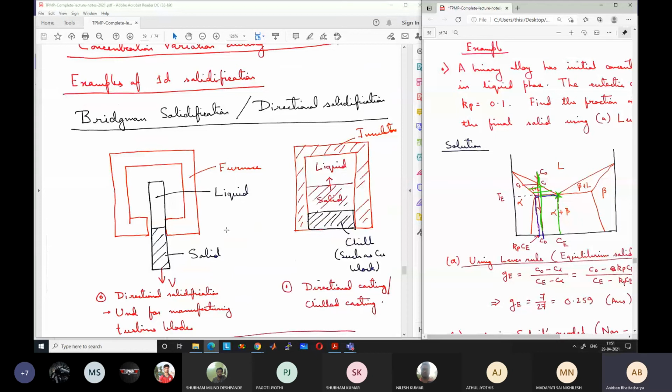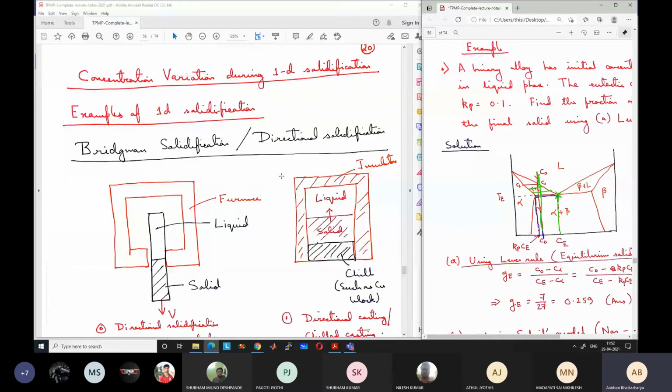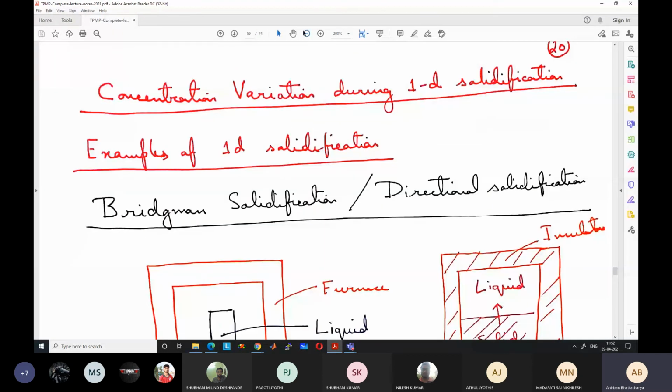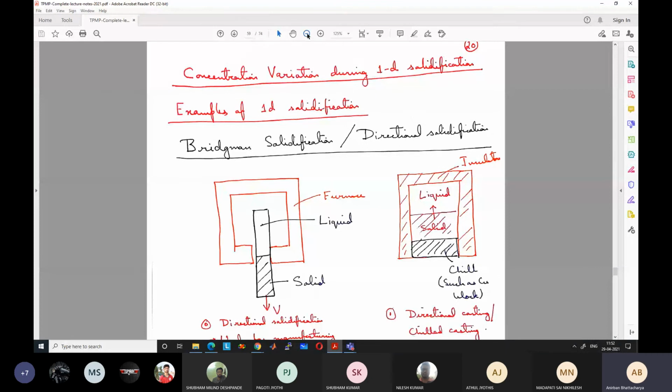Anyway, I will just start with an introduction of what we are going to study in tomorrow's class. We will go through a couple of real life processes. One is known as 1D solidification or Bridgman solidification. This is used nowadays for manufacturing of turbine blades. And the second process we will see is zone melting.